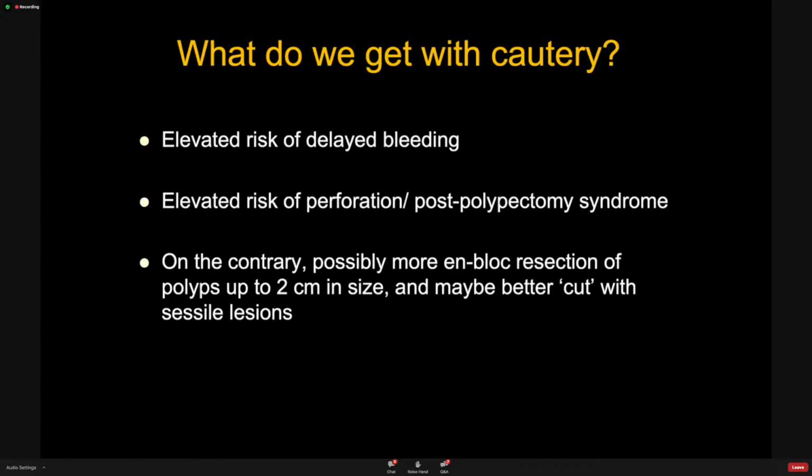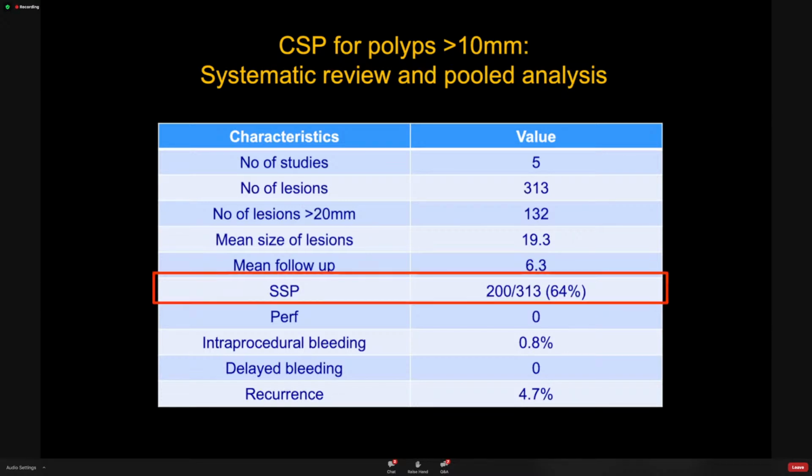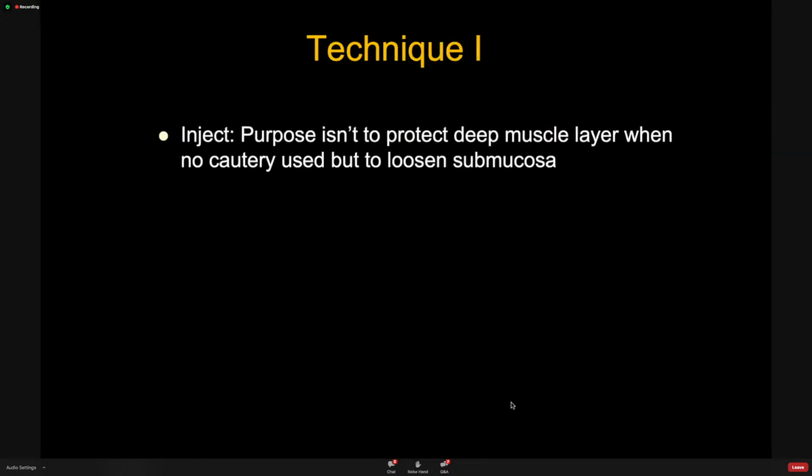hot current. So cold snare polypectomy for lesions more than 10 millimeters, this is a systematic review and pooled analysis which has been done a couple of years ago, which shows that this is fairly effective for sessile serrated polyps in this study with very, very low intraprocedural bleeding, in fact non-existent, and delayed bleeding of 0%, recurrence rate of about 4%. So these are just some of the techniques which I'll go through.